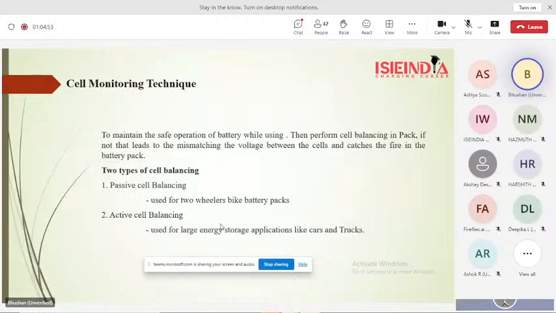If a higher voltage is there in the battery pack, we need to discharge the battery. If a lower voltage is there, then you need to charge the battery. This is the only principle.